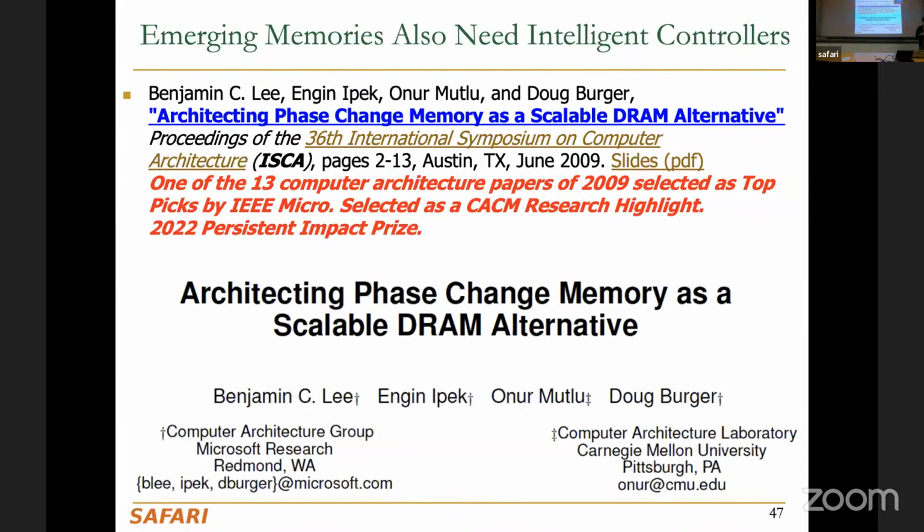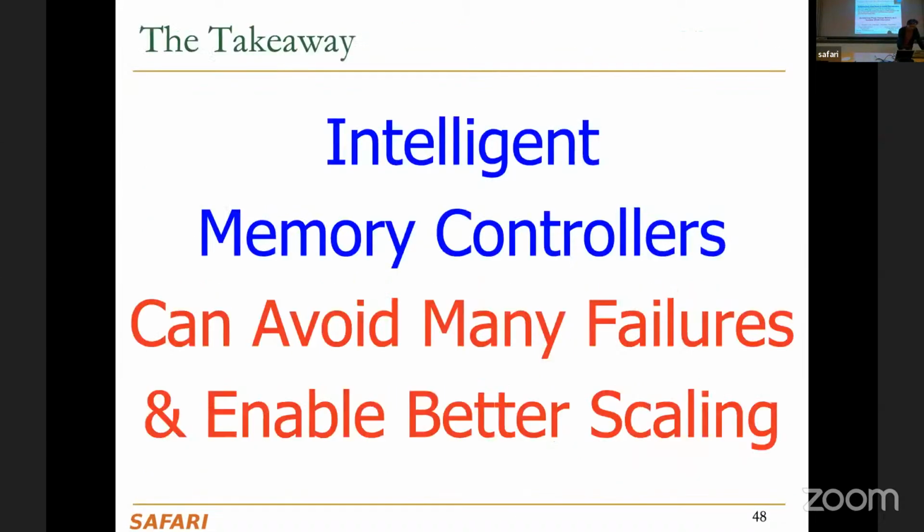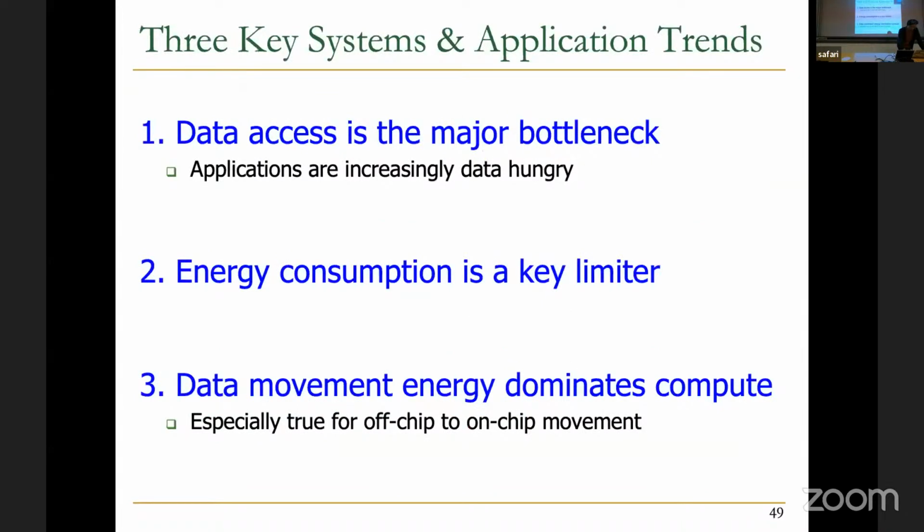So remember that it's important to understand the data well and build the system around the information that we can get from the data, right? And this way we can solve many of the issues in current computing systems. So we need intelligent memory controllers, and this can avoid many failures and enable better scaling.